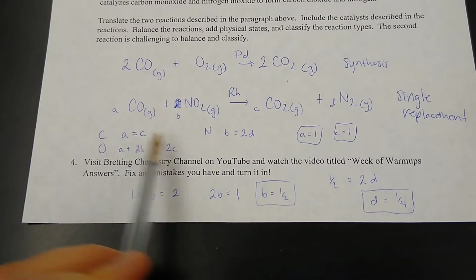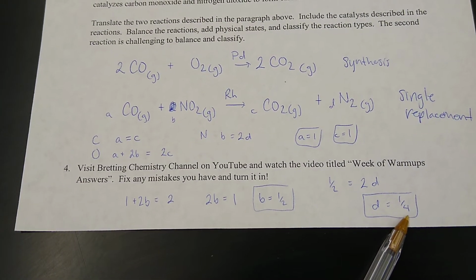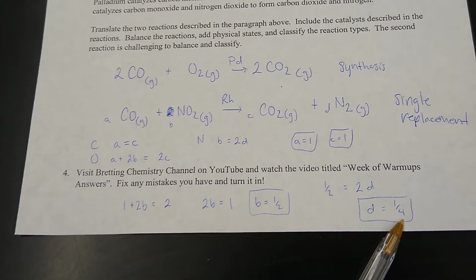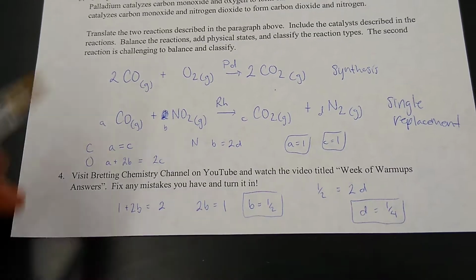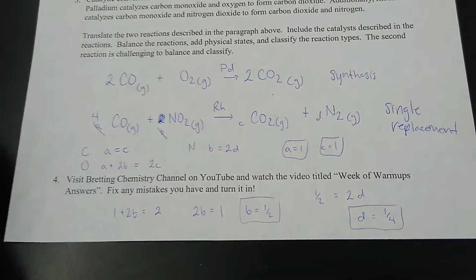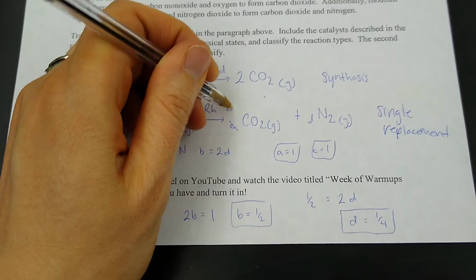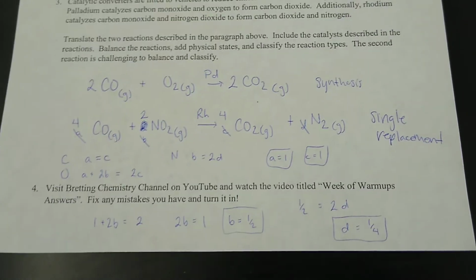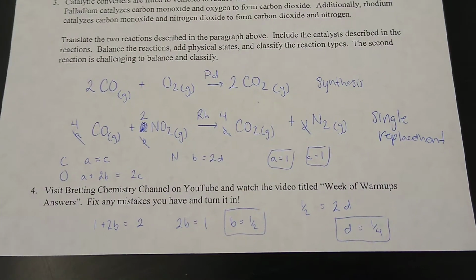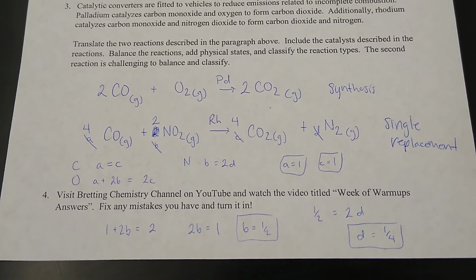Before I plug them back up into my equation, I need to make them all whole numbers. So I'm going to multiply to make my smallest fraction a whole number. So I'm multiplying everything by 4. So A becomes 4, B becomes half of 4, which is 2, C becomes 4, and D becomes 1 because a quarter of 4 is 1. So 4, 2, 4, 1 is my final answer there, and we're done.